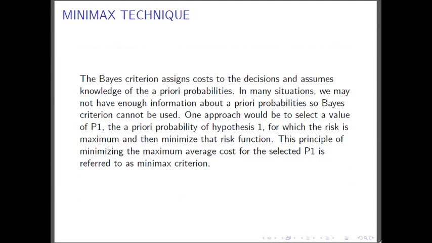Now let us see what the minimax technique is all about. The Bayes criterion assigns cost to the decisions and assumes knowledge of the prior probabilities. In many situations, we may not have enough information about a prior probability, so the Bayes criterion cannot be used. One approach would be to select a value of P1 for which the risk is maximum and then minimize that risk function. This principle of minimizing the maximum average cost for the selected P1 is referred to as the minimax criterion.